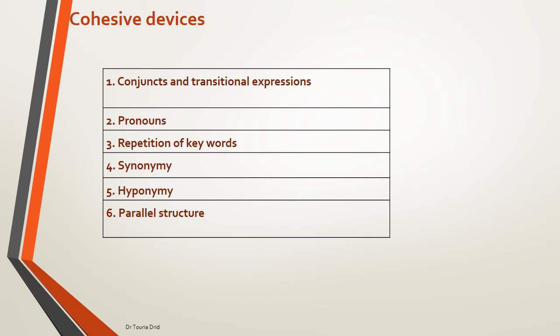The last strategy or type of cohesive devices is the use of parallel structure between the parts of a paragraph. When the writer repeats the structure that is used in one sentence in the following sentences, here he is keeping the same structure in order to show similarity in meaning.